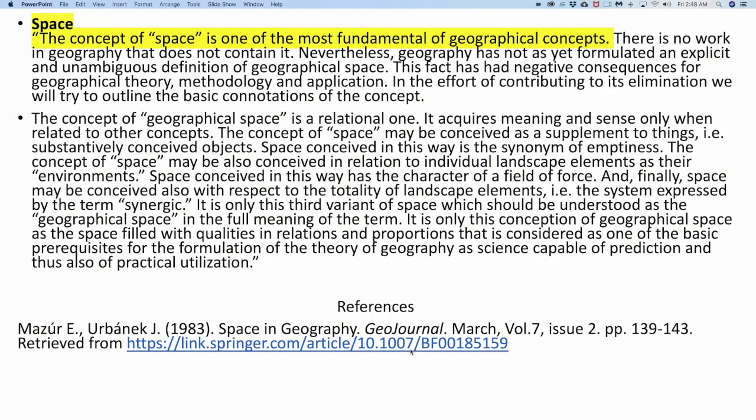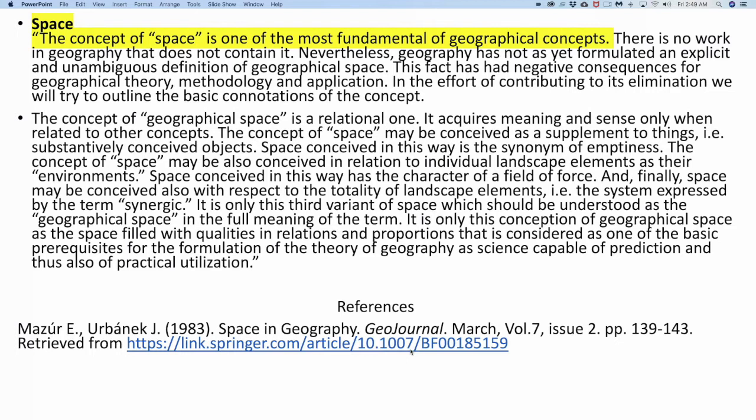Lastly, we have space. Last but not least, in fact, of the four concepts that we are covering today, I would say that space is the most fundamental one. It's the central concept of geography. And what is so interesting, and this is both the creative part and also the downfall part of geography as we understand this discipline today, is that there's no precise definition of space. Why is this a scientific problem? Why is this a problem of theory, methodology, and application?